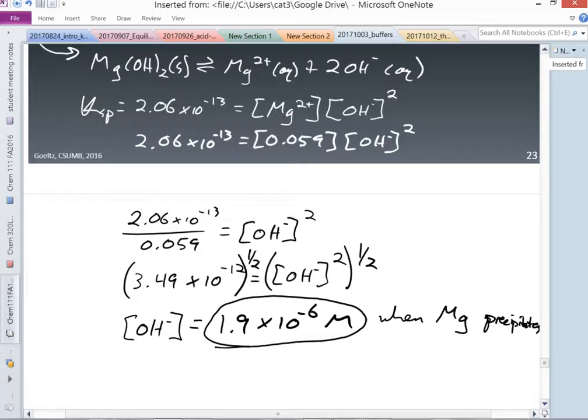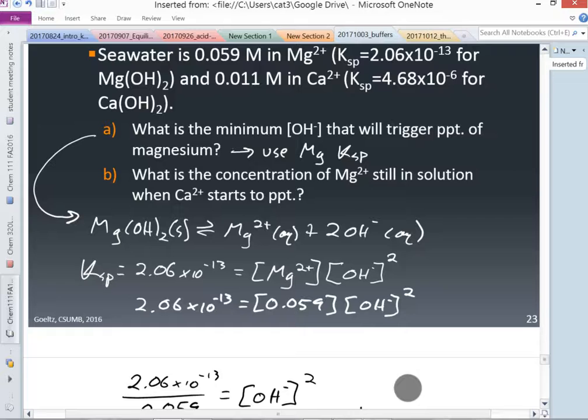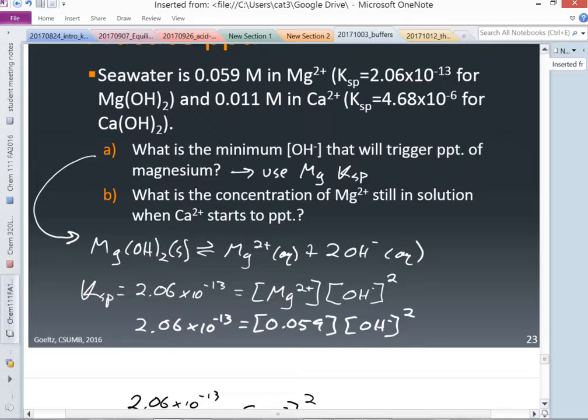Okay. What was the terminology that told us that 0.059 molar? So Kayla's question was, how did I know that 0.059 molar magnesium was also equilibrium? It's clear that that's initial, because that's what starts in seawater. How do I know that that's also equilibrium?